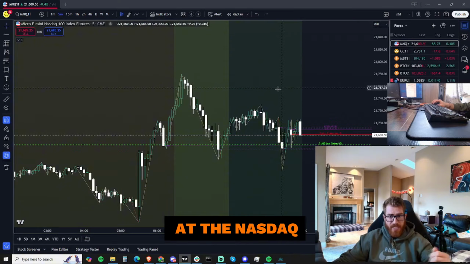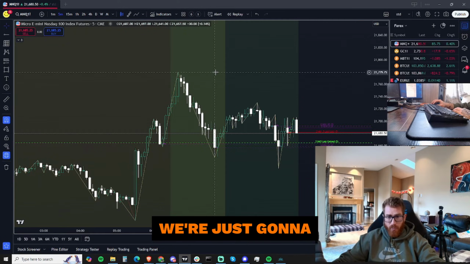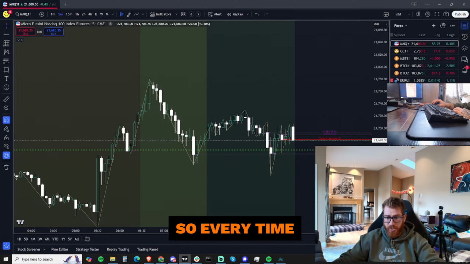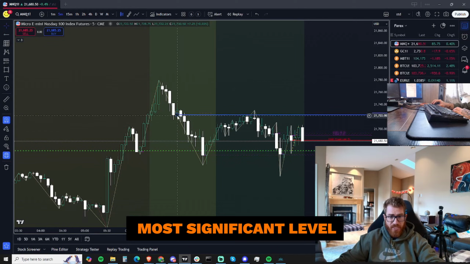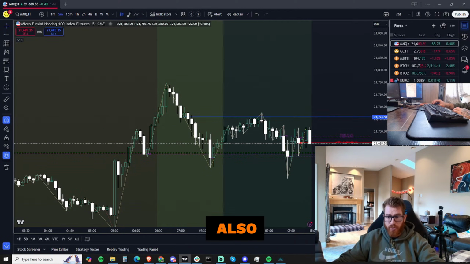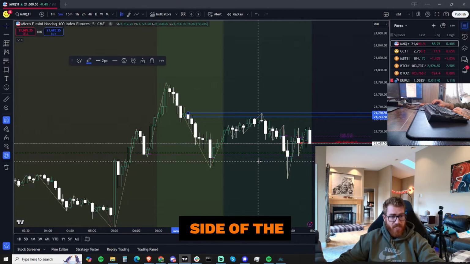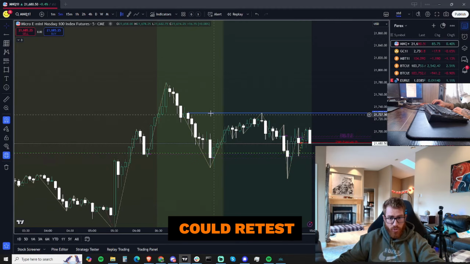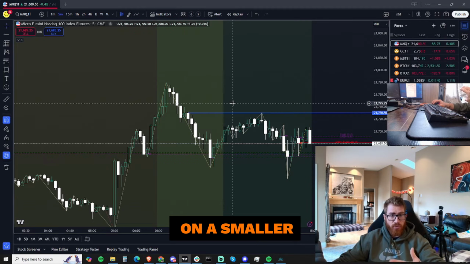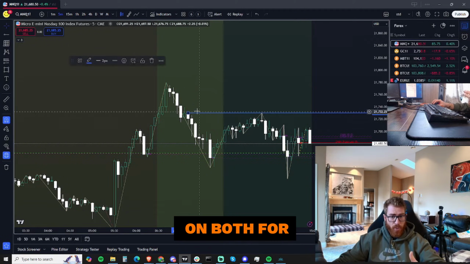We're just looking at the NASDAQ here, and we're not cherry picking anything. We're just going to show you exactly what's happening. So every time something gains a level, it's just going to retest the most significant level behind. You can also draw the level on the opposite side of the candle. These both exist. They're both possibilities in which it could retest. So you could, on a smaller time frame, place an order on both, for example.